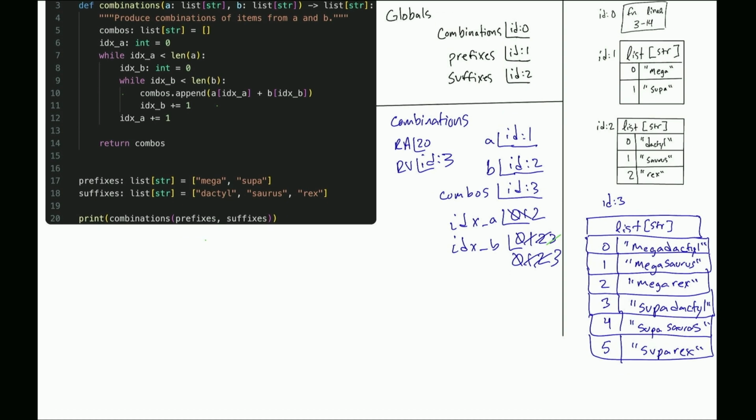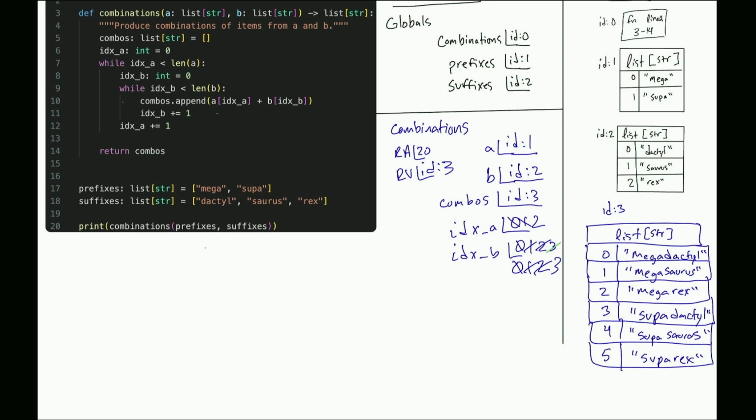And what are we doing with that? We're sending it back to line 20 and we're printing this out. And so if we were to print this out, the output would be the list literal.